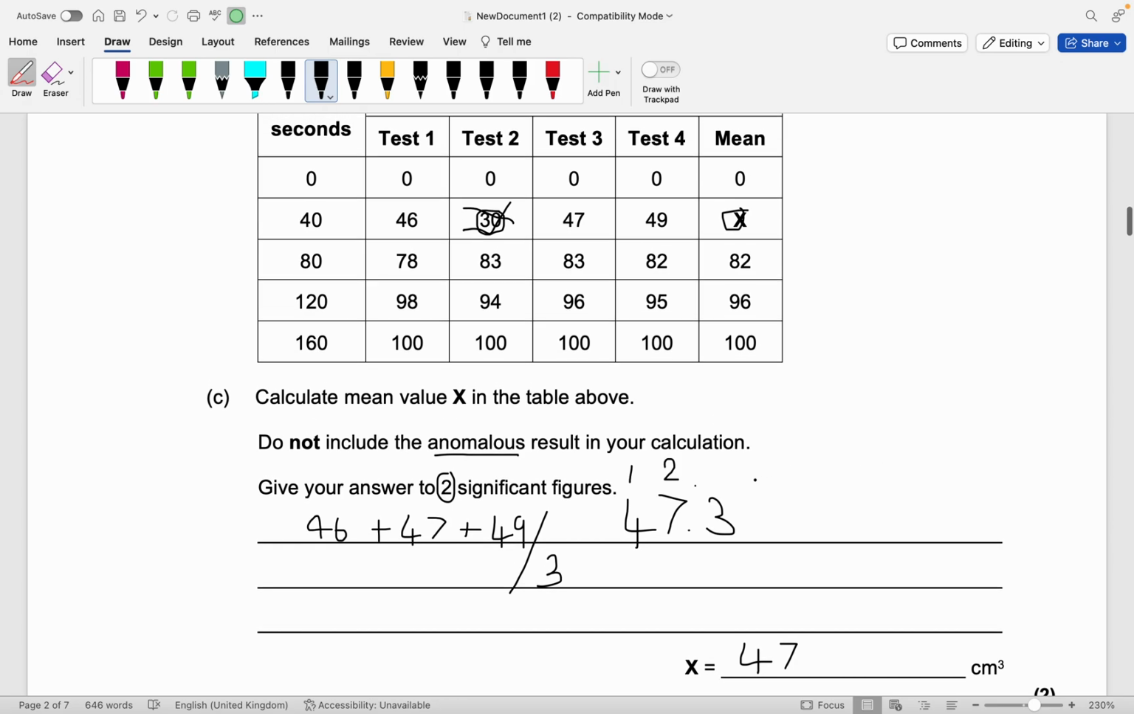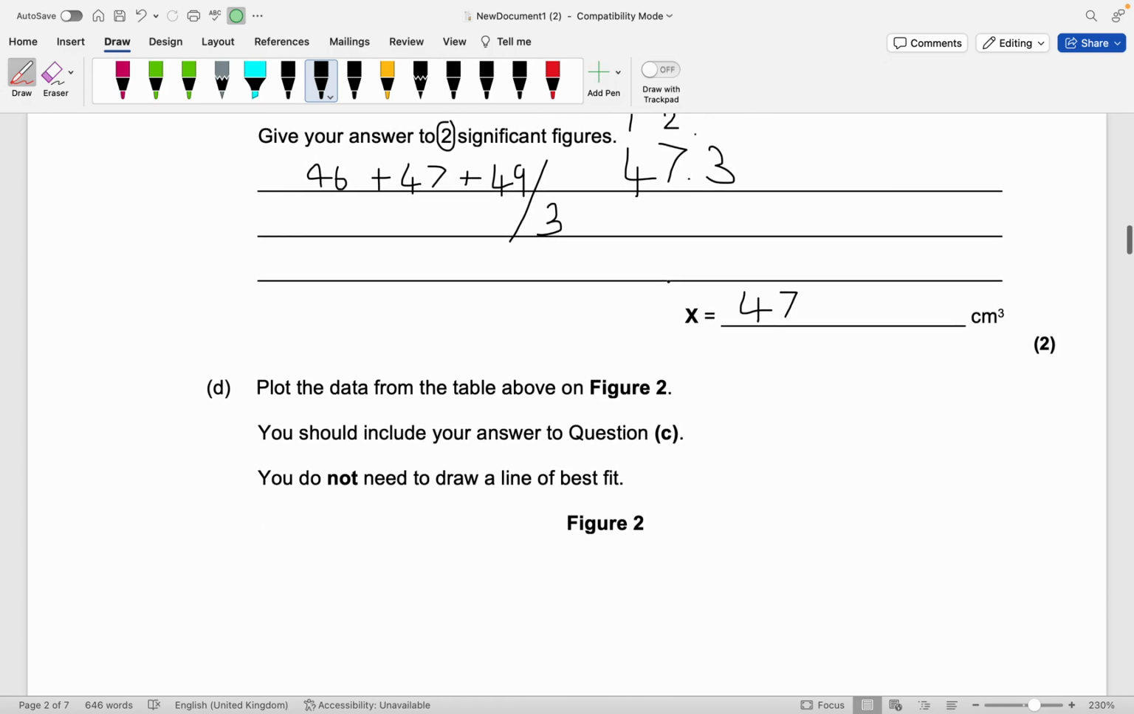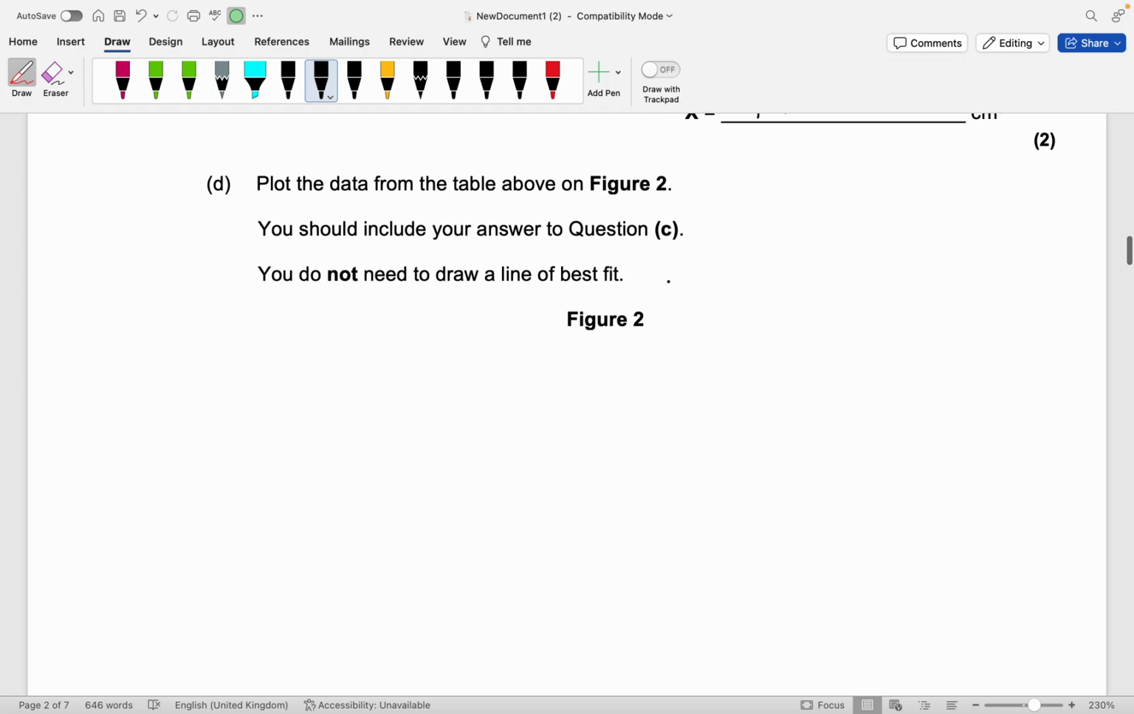And if it hadn't said in the question, give your answer to 2 significant figures, we would really have looked at the other means and seen that they've been put to two significant figures here, like 82, 96. So we can see that it would have been to two significant figures.